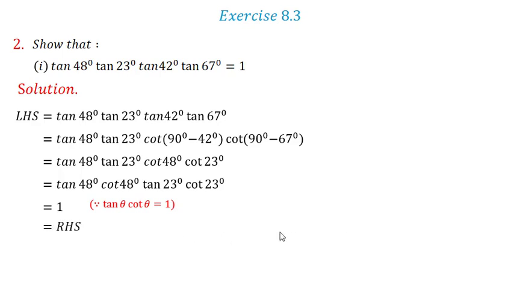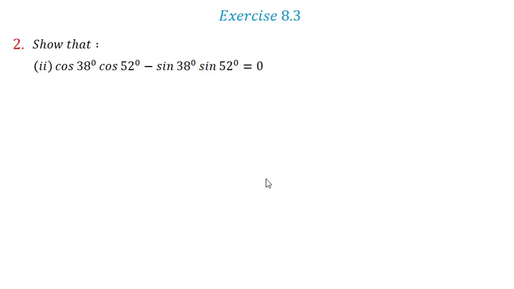Okay. Now let us move to the second question. Here I have to show that cos 38 degree times cos 52 degree minus sin 38 degree times sin 52 degree is equal to 0. So here what you can do, you convert this sin 38 and sin 52 into cos, so that we have everything in terms of cos.